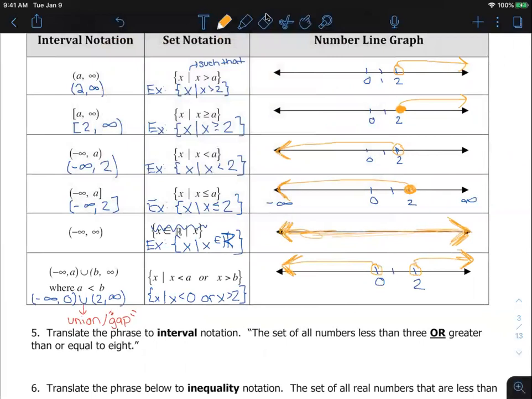So typically you'll see some sort of gap with an or statement. So it's either on this side or it's on this side. It's either in this inequality or it's in this inequality. That's what your or means.